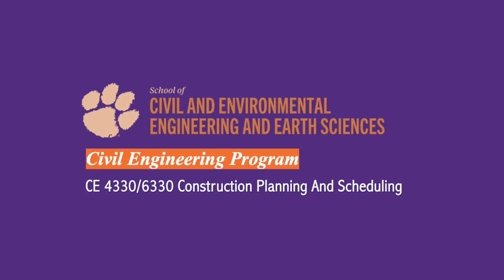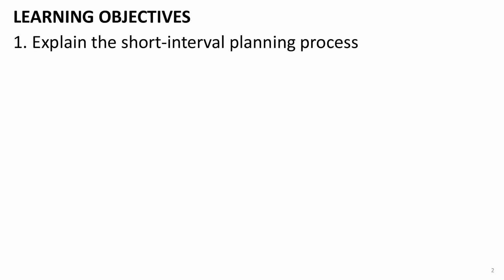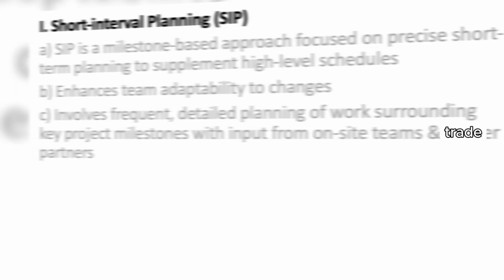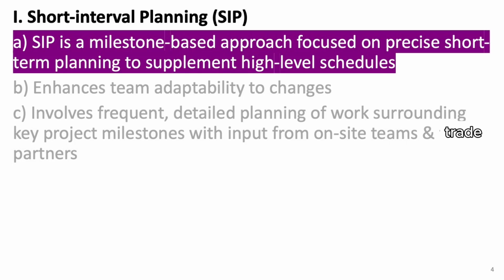Today, we're getting into the last module of the class, Module 9, Short-Interval Planning, or just SIP for short. The primary learning objective of this module is to explain the short-interval planning process. All right, what is short-interval planning? Well, SIP is a milestone-based approach focused on precise short-term planning to supplement high-level master schedules.